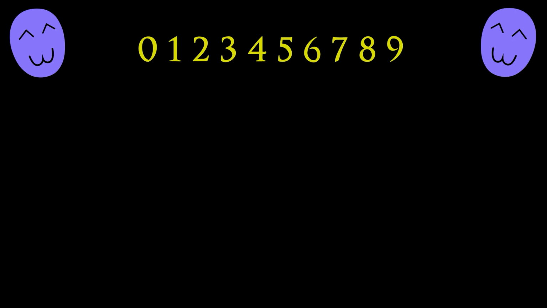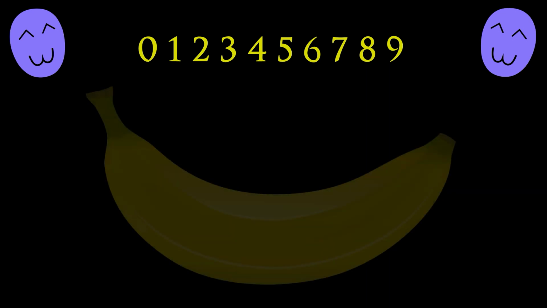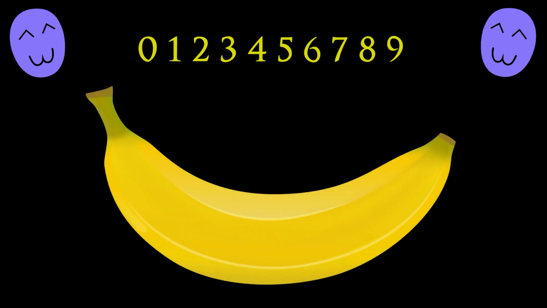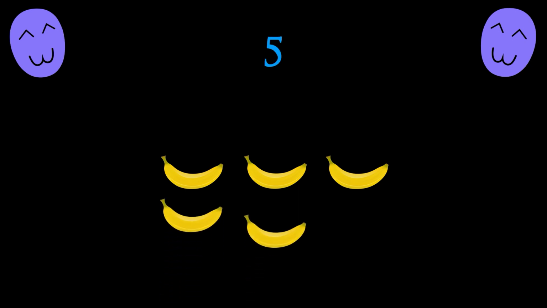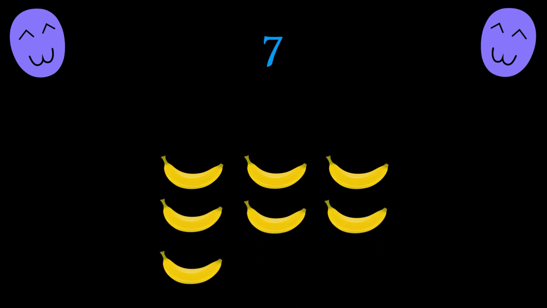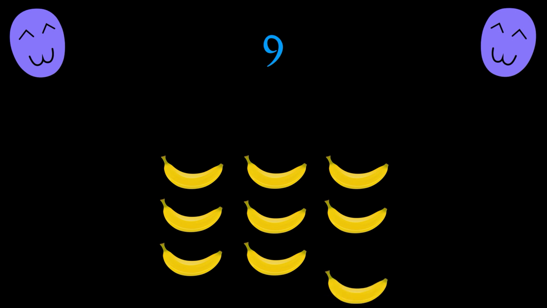The 10 digits 0 through 9 are convenient to count with, like when we count bananas, for example. When we want to represent no bananas, we write the digit 0, but as we start adding bananas, one at a time, we begin to count. 1, 2, 3, 4, 5, 6, 7, 8, and 9.